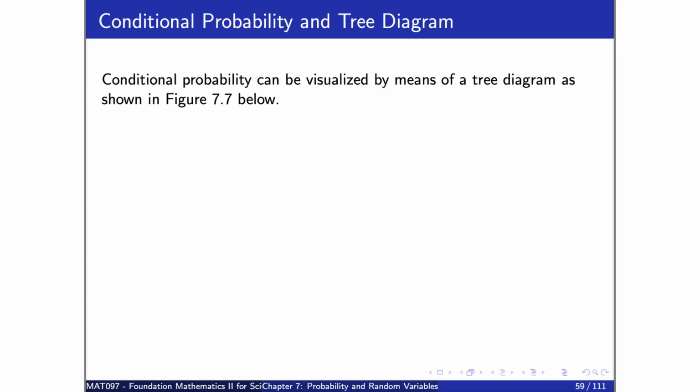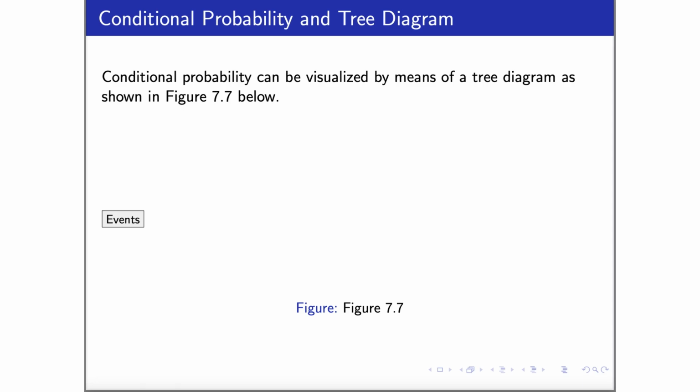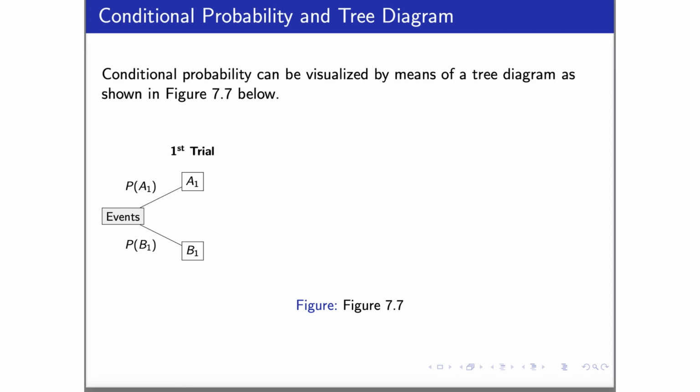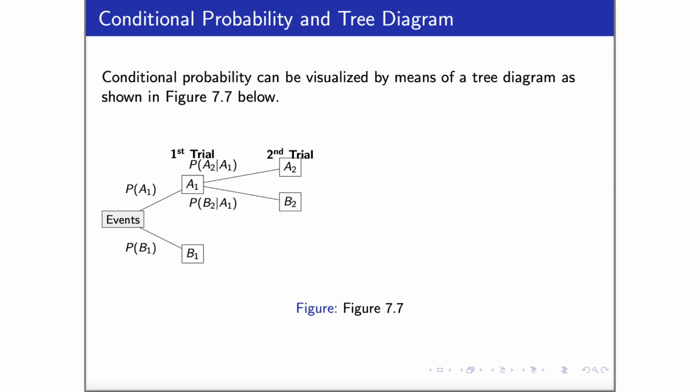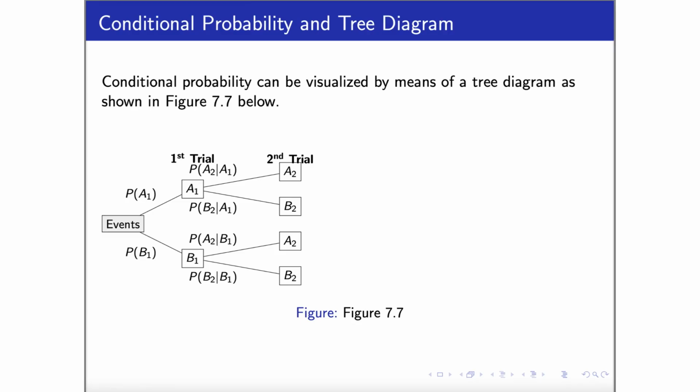Conditional probability can be visualized using a tree diagram, as illustrated in Figure 7.7. We begin the tree diagram with the initial event box labeled Events. The first trial shows the probabilities of events A1 and B1. The diagram is expanded to include the second trial, showing conditional probabilities for events A2 and B2 given A1. The diagram is further expanded to include the conditional probabilities for A2 and B2 given B1, completing the second trial.